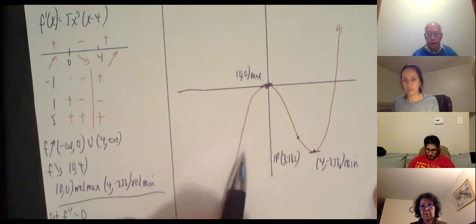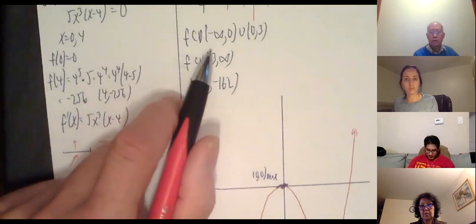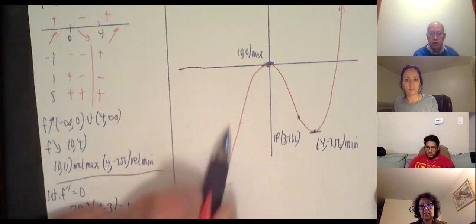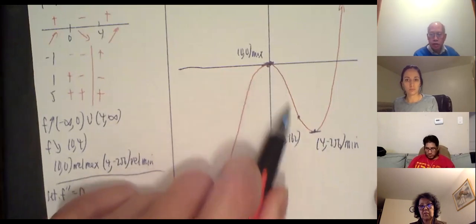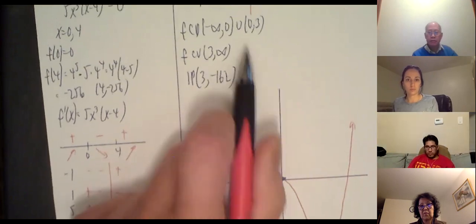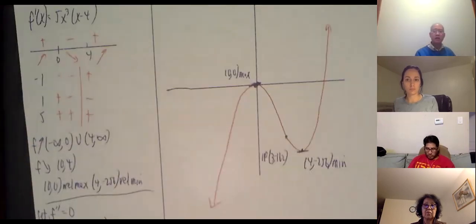Now for the second derivative, how does it curve? So first concave down, negative infinity to 0, 0 to 3. So upside down U shape, upside down U shape. And then the rest of the time it switches to being U shape from 3 to infinity. So it swings like that the rest of the time. And so there's my entire graph.